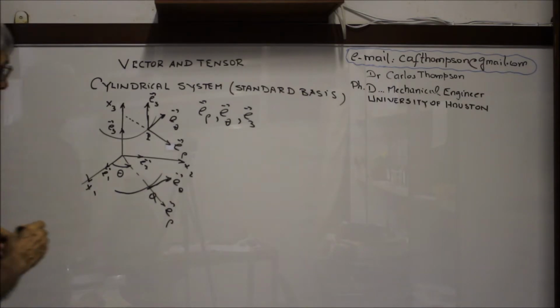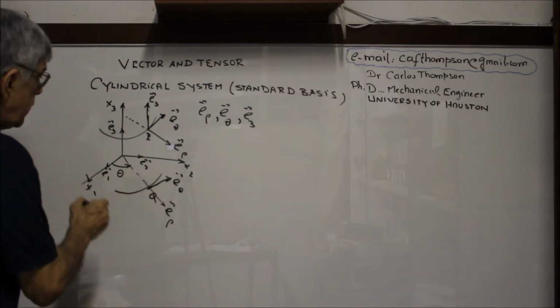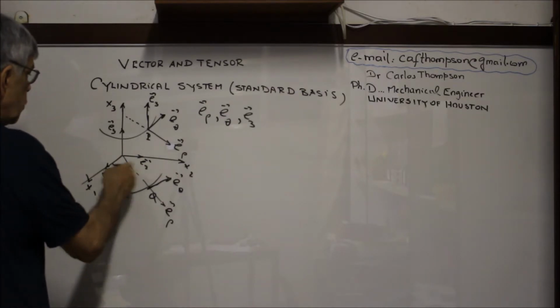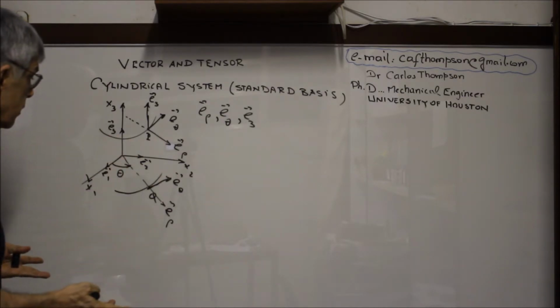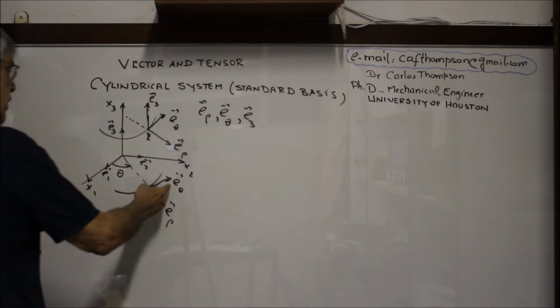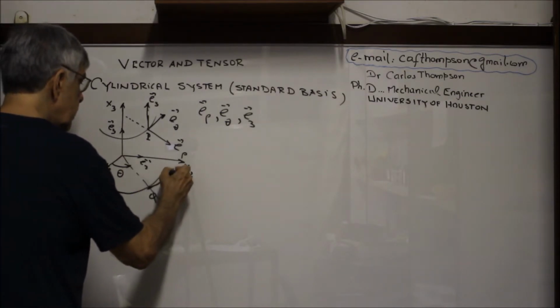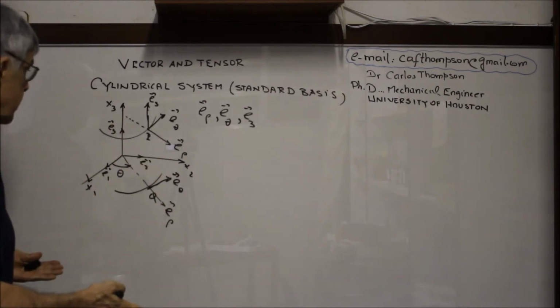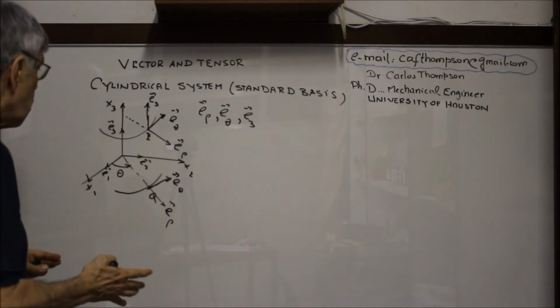Now, let's write E rho in terms of E1, E2, and E3. Then we're going to write E theta in terms of E1, E2, and E3, the same as we did before.